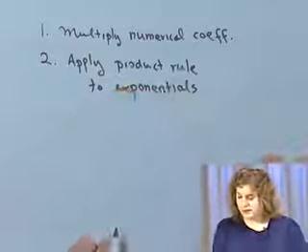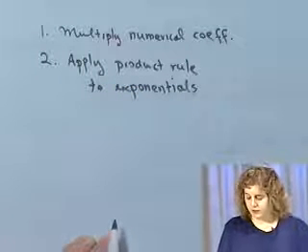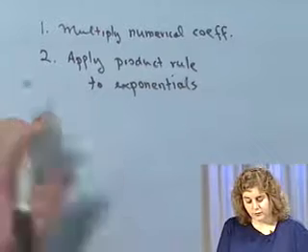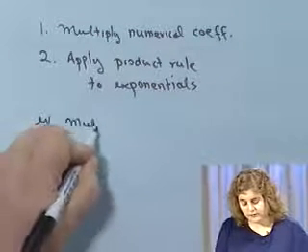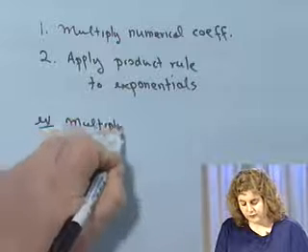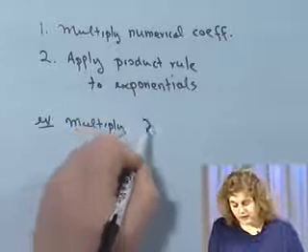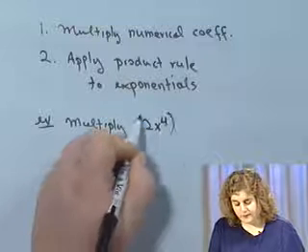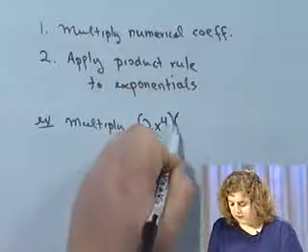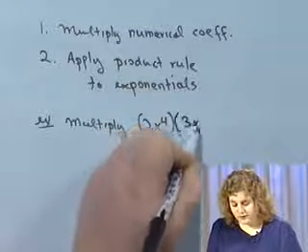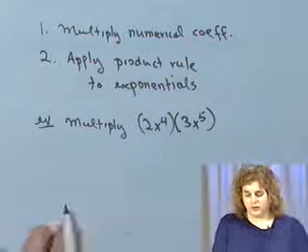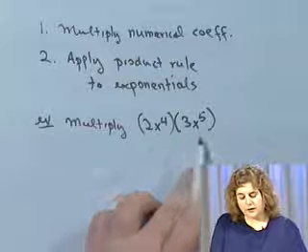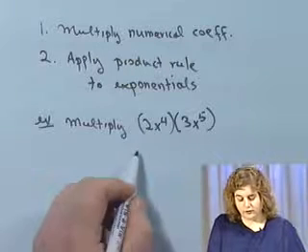So let's begin with a fairly straightforward example. We will multiply, and this is a typical instruction, 2x to the 4th and 3x to the 5th. And since they're in parentheses, that's an indicator of multiplication. Well, we'll start with just multiplying the numerical coefficients.